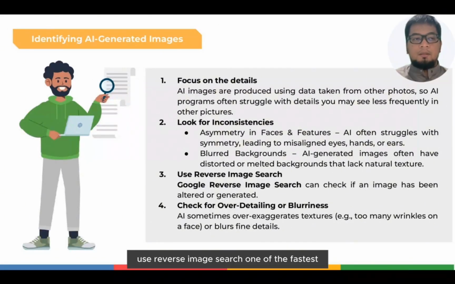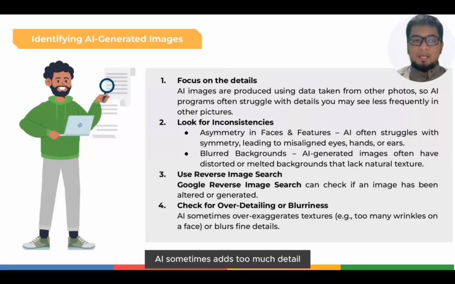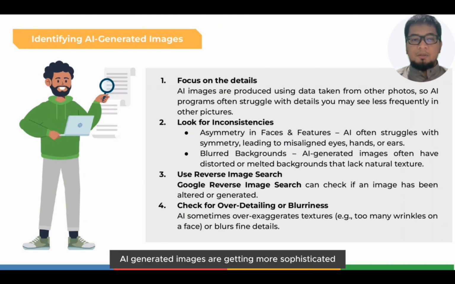Use reverse image search. One of the fastest ways to check an image's authenticity is by using Google reverse image search. This lets you see if the image has been altered, AI-generated, or pulled from a different source. Check for over-detailing or blurriness. AI sometimes adds too much detail, like excessive wrinkles or exaggerated textures, or blurs fine details, like text on a shirt. If an image looks oddly smooth or over-sharpened in some areas, take a closer look.